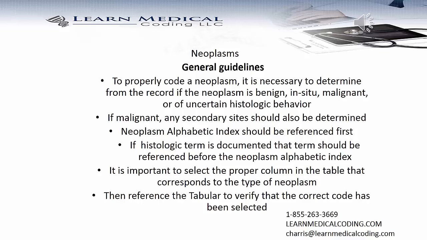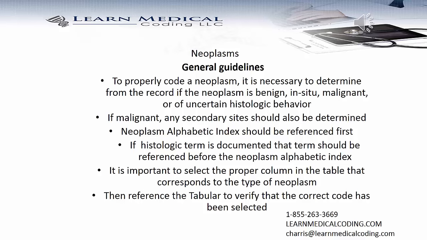Neoplasm alphabetic index should be referenced first when coding for neoplasms. If the histologic term is documented, that term should be referenced before the neoplasm alphabetic index. An example of that would be an adenoma. If you look adenoma up in your ICD-10 book, it's going to refer you back to the neoplasm table. It is important to select the proper column in the table that corresponds, going back to the benign, the in situ, and so forth, when they're talking about the type of neoplasm.